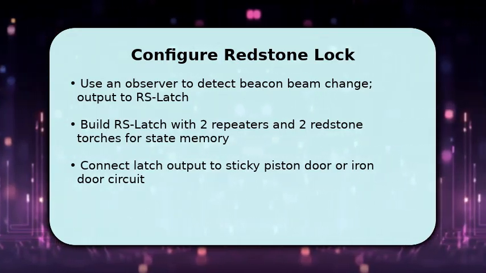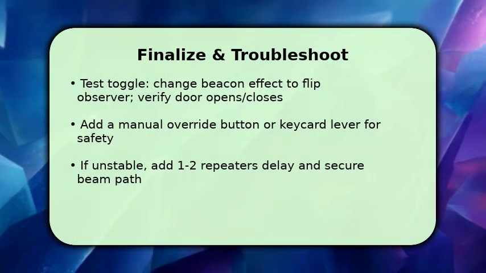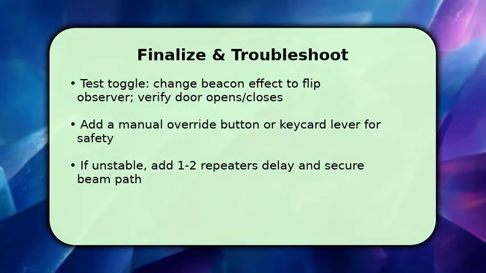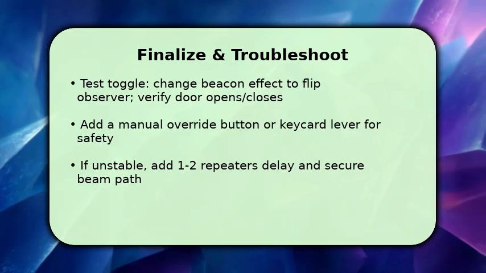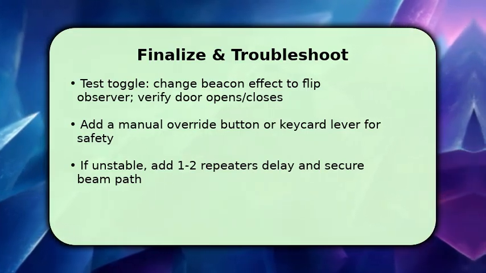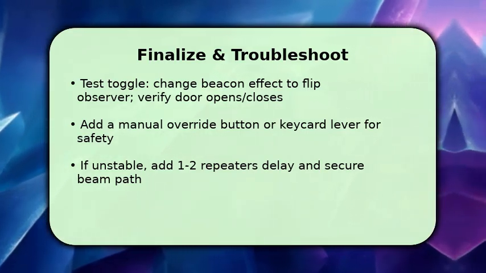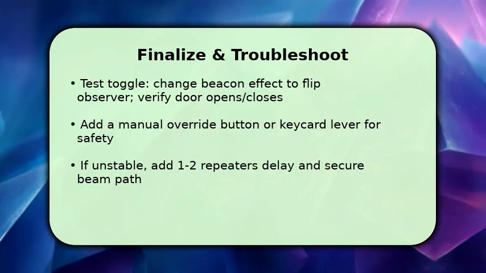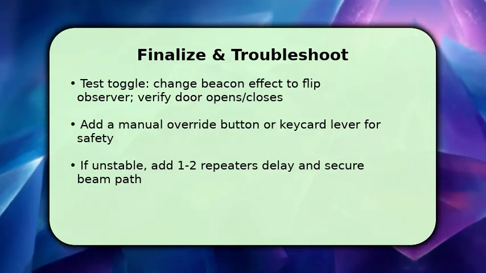Finish by testing. You change the beacon's primary effect or toggle power level to create a beam change and watch the observer trigger the latch. You should see the door open or lock reliably. Make sure you add a manual override like a button or lever in case the beacon misreads.